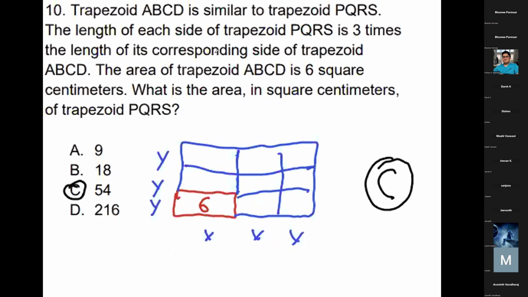It asks, if the area of trapezoid ABCD is 6, what is the area of trapezoid PQRS? If we know that one of these boxes is 6, then we would also know that the rest of these boxes would also be 6, right? So this would be 6, this would be 6, and so on for all the boxes. Now we just have to add up all of these. Or alternatively, you can just multiply by 9, which would get us 54.